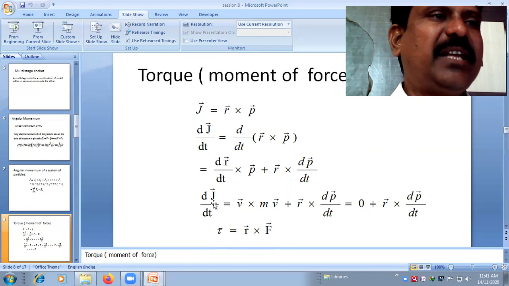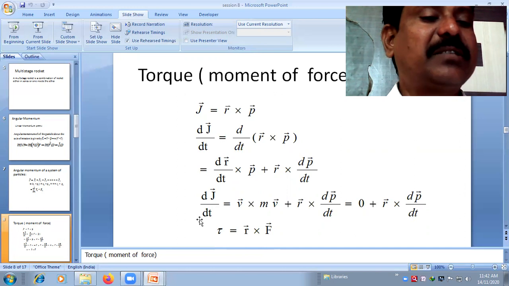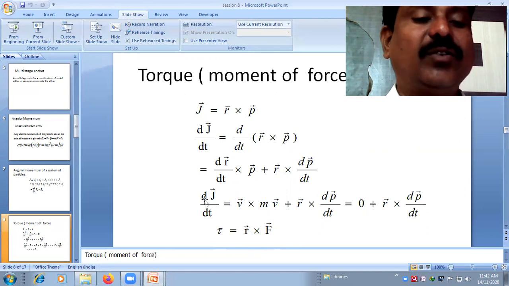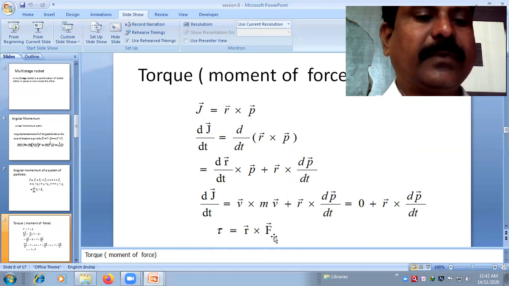So for that I have used the word tau. The time rate of change of angular momentum of a particle about a fixed point is known as torque. The symbol tau is used for torque, which equals r cross dp/dt.